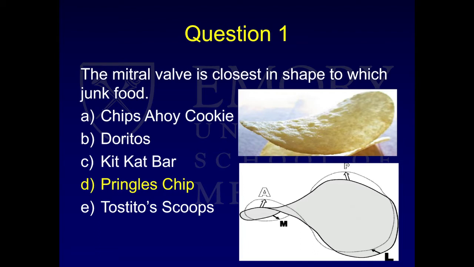So that's right, a Pringles chip. You can see on the top here there's a zoomed-in photo of a Pringles chip. I did not take that myself. That was from the internet, as well as a schematic of a mitral valve. And as you can see, the attachments, anterior and posterior, are kind of higher up than the medial and lateral sides.